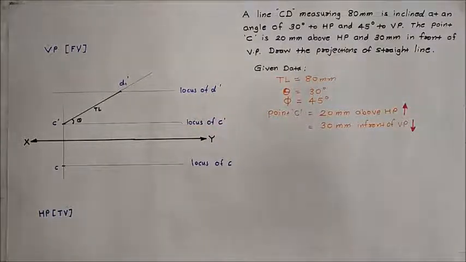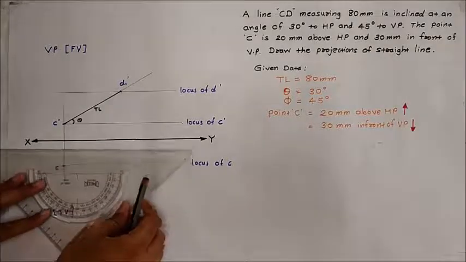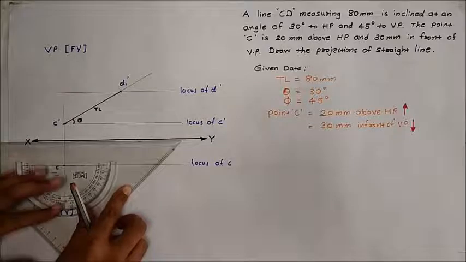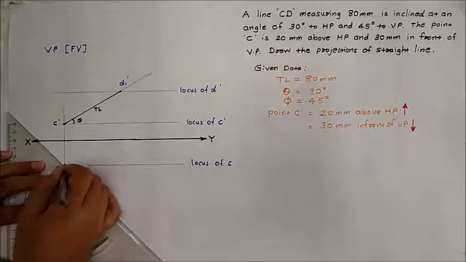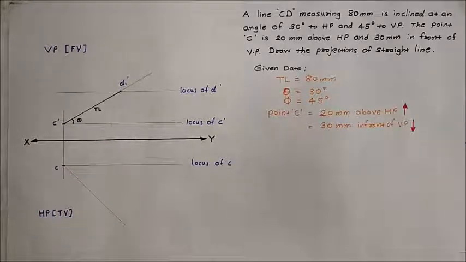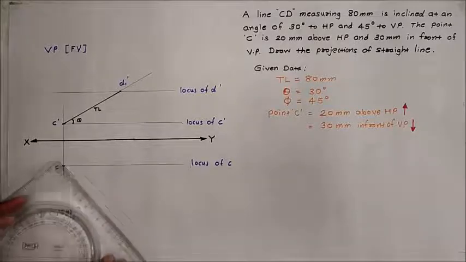After marking the locus of D dash, now we will plot the true length of the line in the top view, which is making a 45-degree angle with the vertical plane. For that, draw a line which passes through point C and makes an angle of 45 degrees with the XY line. After drawing this line, mark the true length of the line which starts from point C.